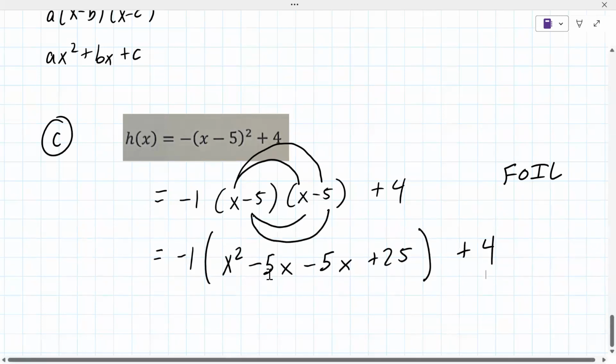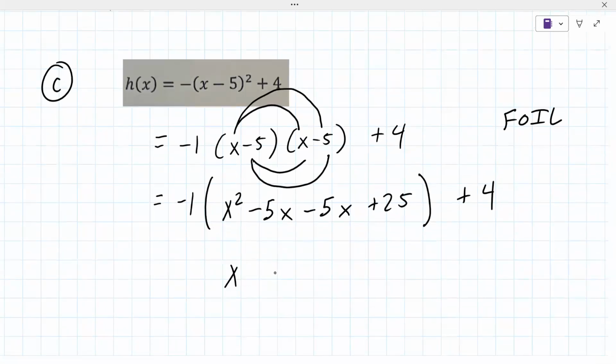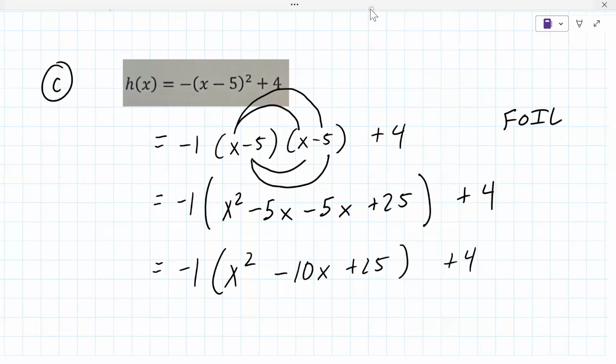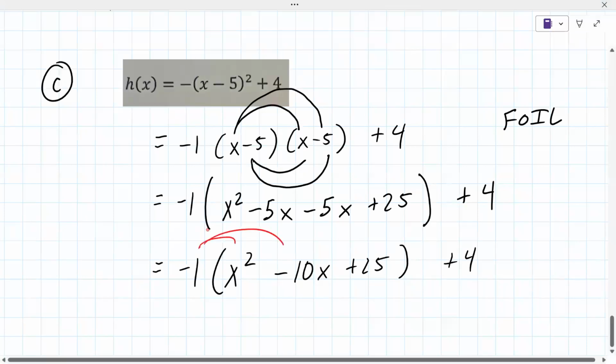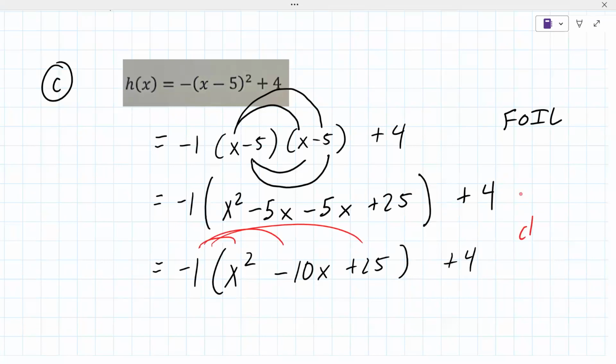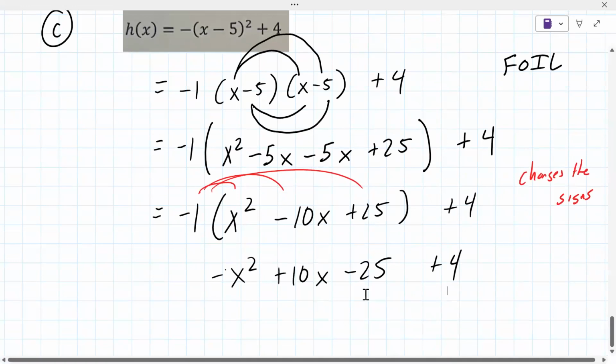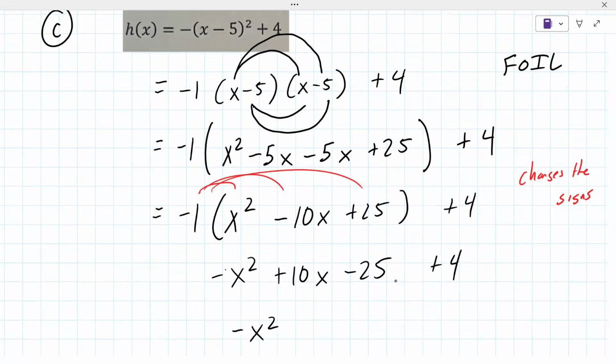Now you can typically always combine the O and the I. They're like terms. You still have this negative out in front, and that gets distributed into everything. So what it does is it changes the signs of everything inside. It's -x² + 10x - 25, like that, plus 4. And then you combine these like terms: -x² + 10x - 21. And that is your standard form.